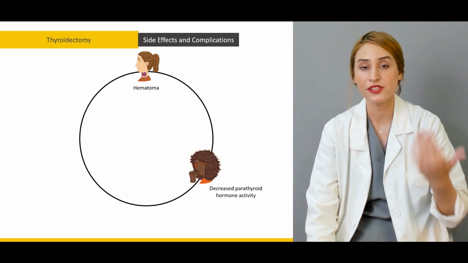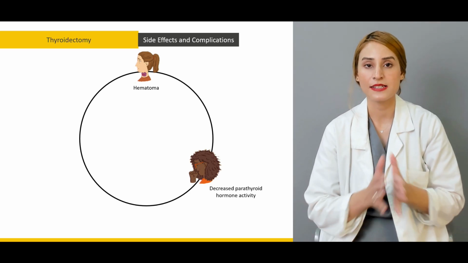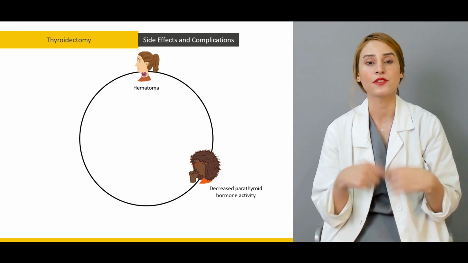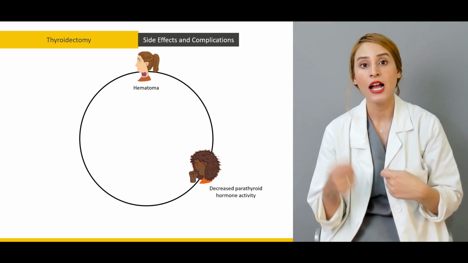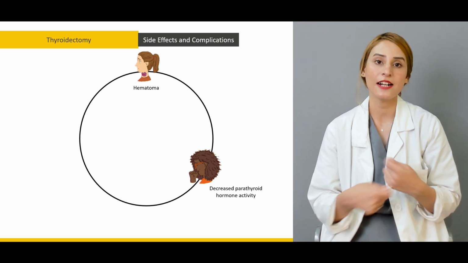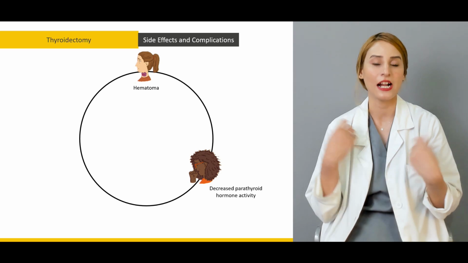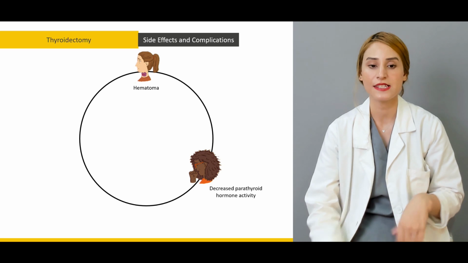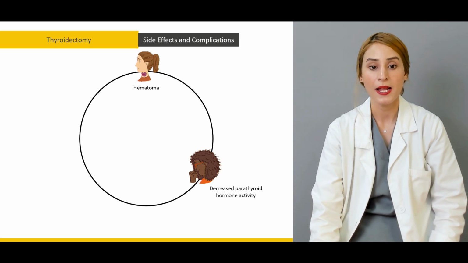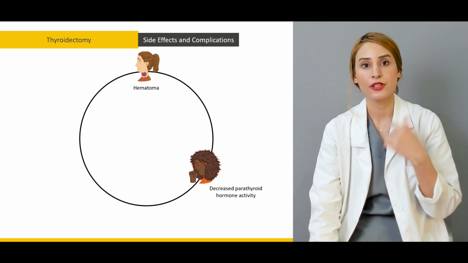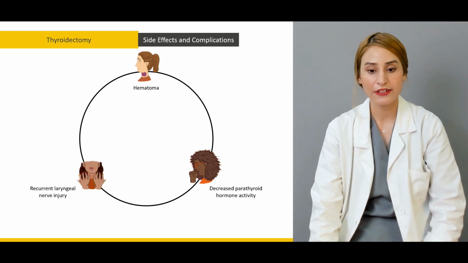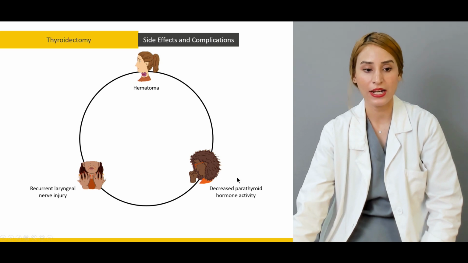How are you going to manage that hematoma? If there is a massive hematoma, you have to reopen, and then you have to dislodge the hematoma. You have to find out the site of the bleeding, apply the suture there, and secure the hemostasis. That's how you're going to manage the hematoma. Or you can also perform the tracheostomy as well. There can also be decreased parathyroid hormone activity, and there can be a recurrent nerve injury.